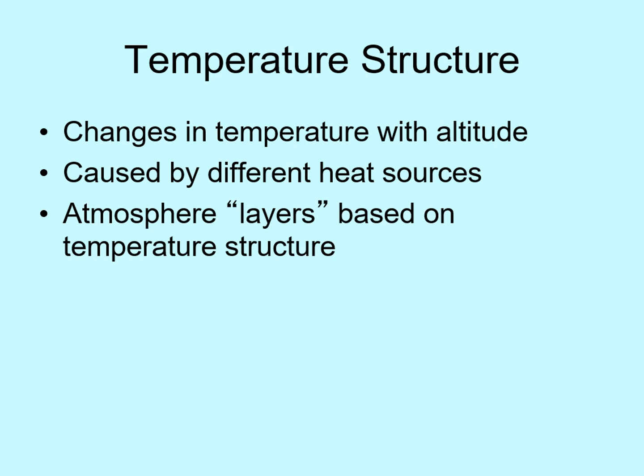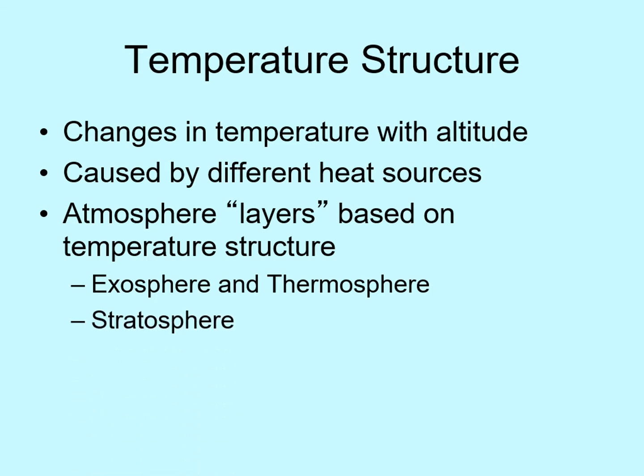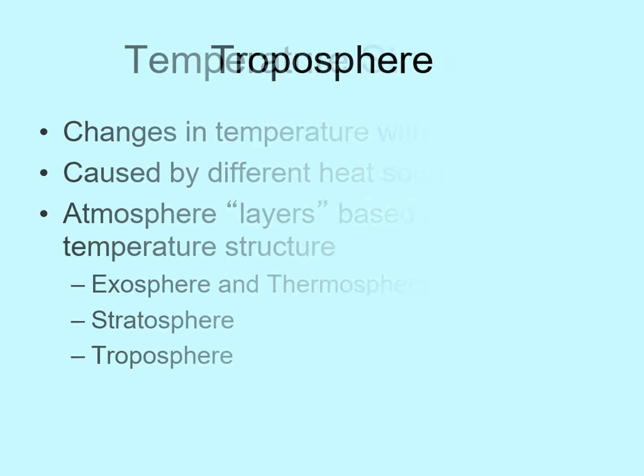The main layers of the atmosphere, from top to bottom, are the exosphere and thermosphere, the stratosphere, and the troposphere. Not all worlds have all of these layers. In fact, only a few have a stratosphere. Also, you'll often see that the stratosphere is divided into two regions, the stratosphere and the mesosphere. However, since there's just one heat source for both of these, we'll lump them together here.